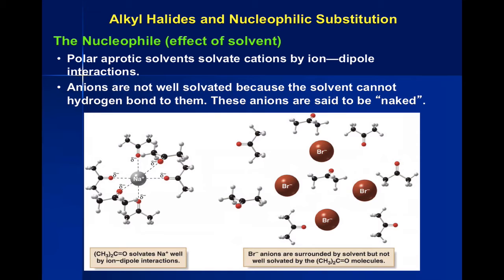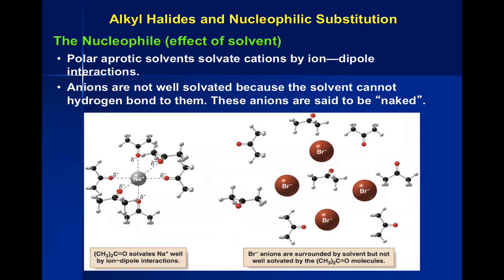If you look at the counterion, we still have ion-dipole interactions, right? Because we have the dipole from acetone. It can form those ion-dipole interactions with the sodium cation. But we no longer have hydrogen bonding to the nucleophile part, or the anion, right? We do have solvent around it, but it's not really bound. It's more of like a dipole-ion interaction that's really weak, okay?